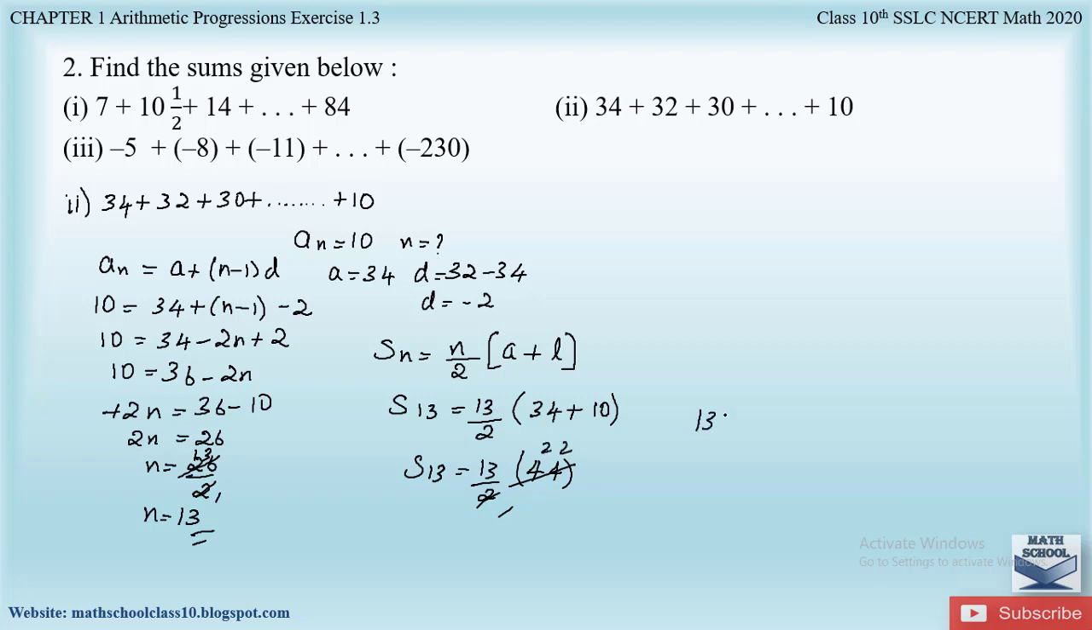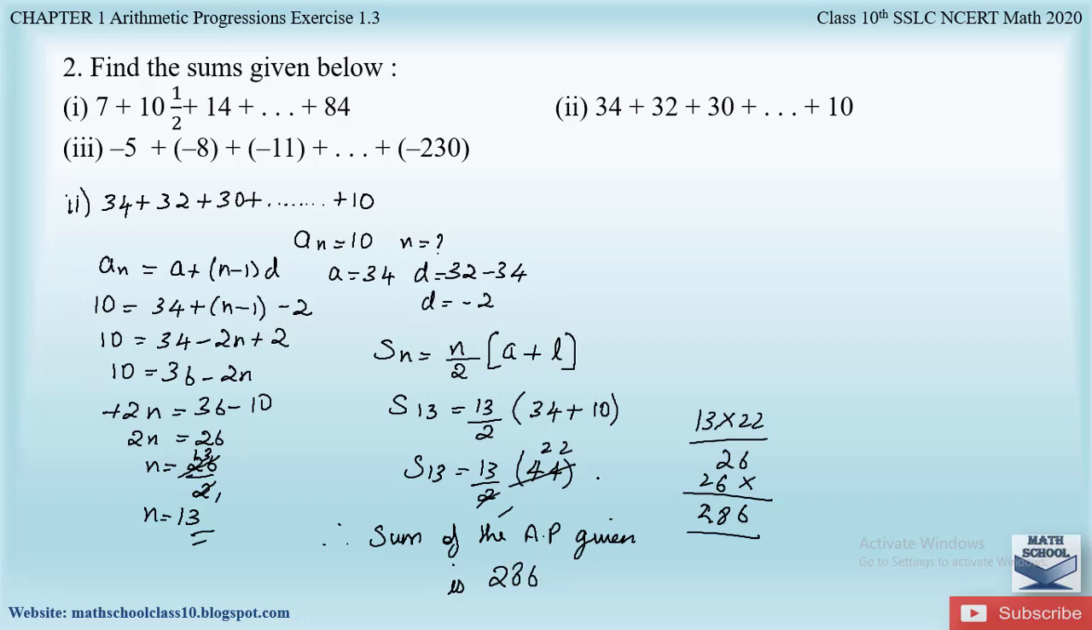So 2 into 22 is 44, so we get 13 into 22. What is 13 into 22? 3 2s are 6, 1 2 is 2, so it is 286. Therefore the sum of the given AP is 286.